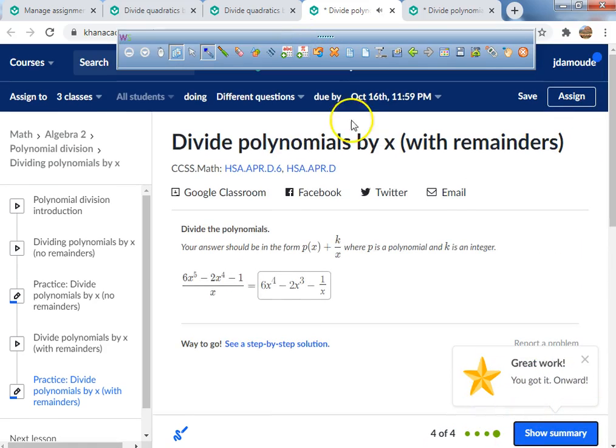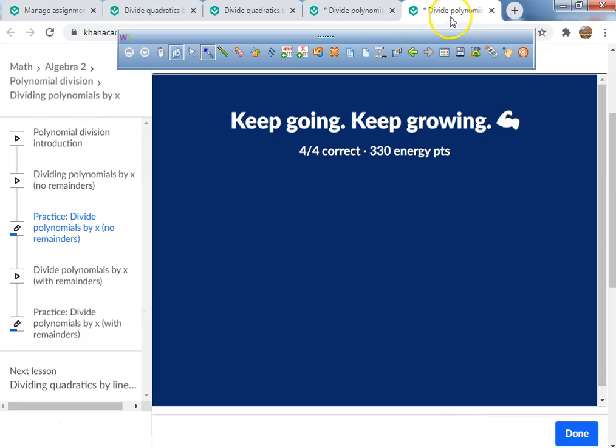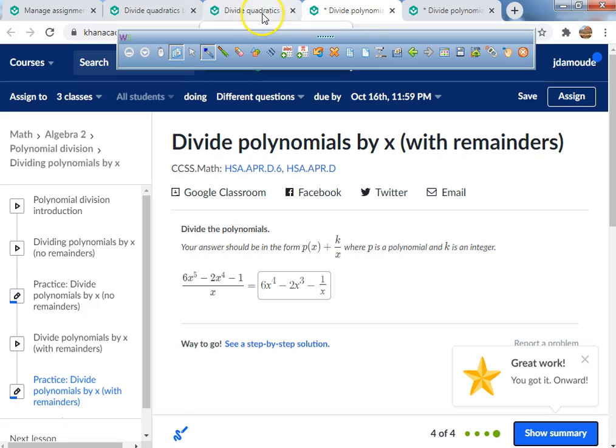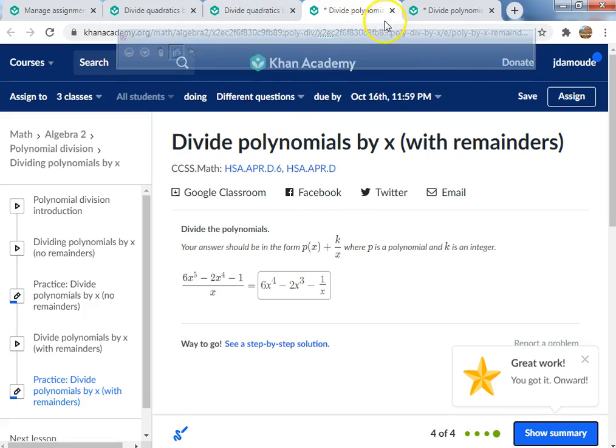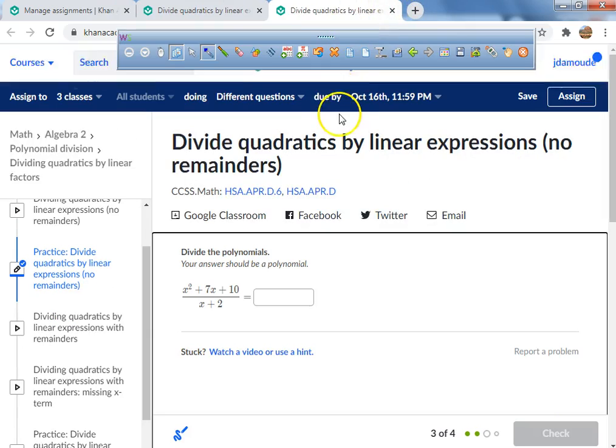So what was this one? That was dividing polynomials, and this time we had a remainder. All right, on this one we didn't have a remainder. Okay, so we're done with that. So I'm going to close these out. Boom. Close that out. Now we get to have some fun.